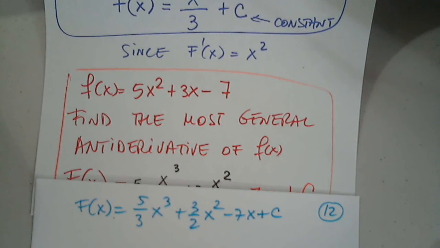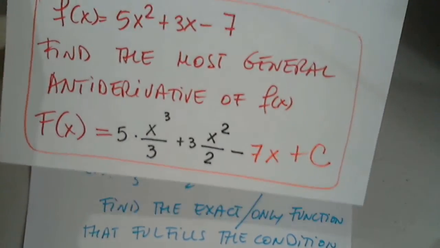However, this problem is also giving us a condition. It says, now find the exact, I should say maybe only, function that fulfills the condition f of 0 is 9. Why do you think this information is given here?